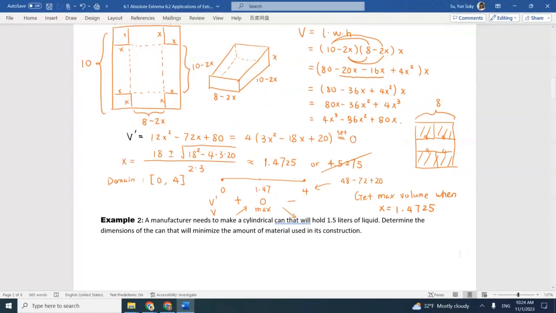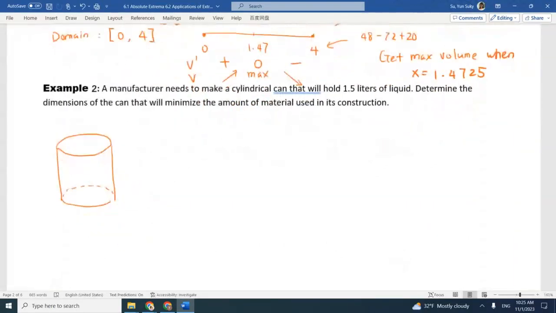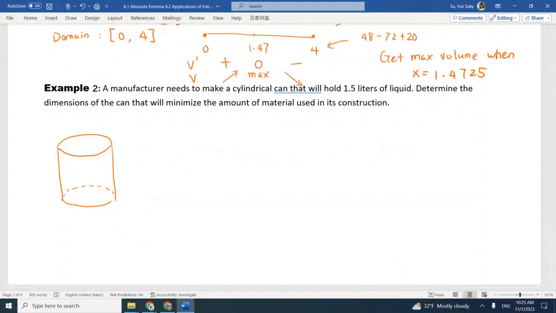And it's a cylindrical can, so we draw the picture, a circular cylinder. Your variables would be the radius and the height. Right, everybody? We want to know the dimensions of the circular cylinder. So we want to know the radius and the height. So that we get the volume. See, 1.5 liters of liquid.